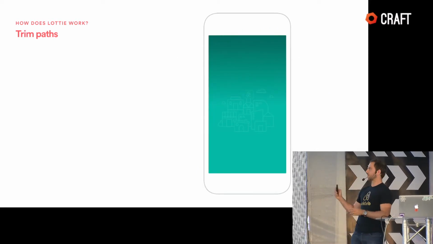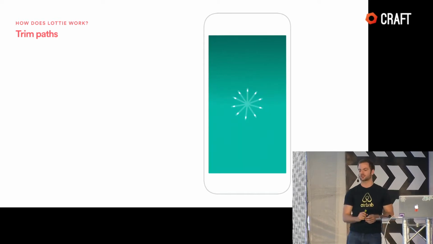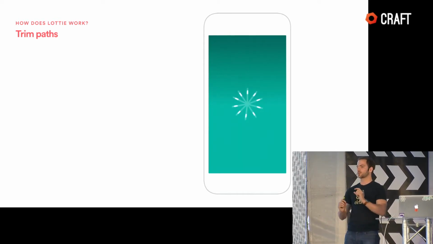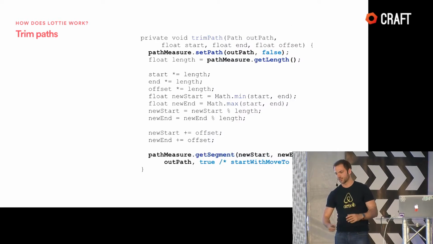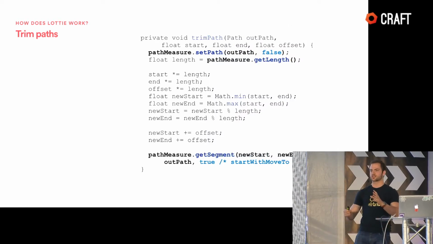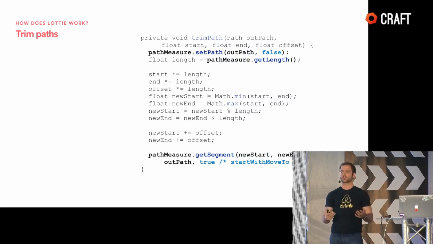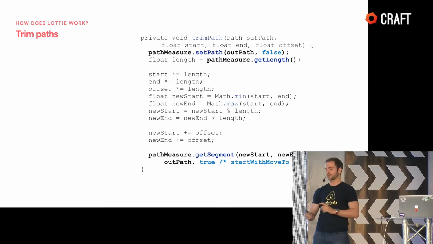Trim paths. So here we added some fireworks. Let's zoom into one. You'll see here we use something called trim paths to actually only render one segment of a line. Here's some fancy code, but we basically use this API in Android called path measure, and we do some calculations based on what the intended behavior of the animation is to get a segment of the path and only render that.